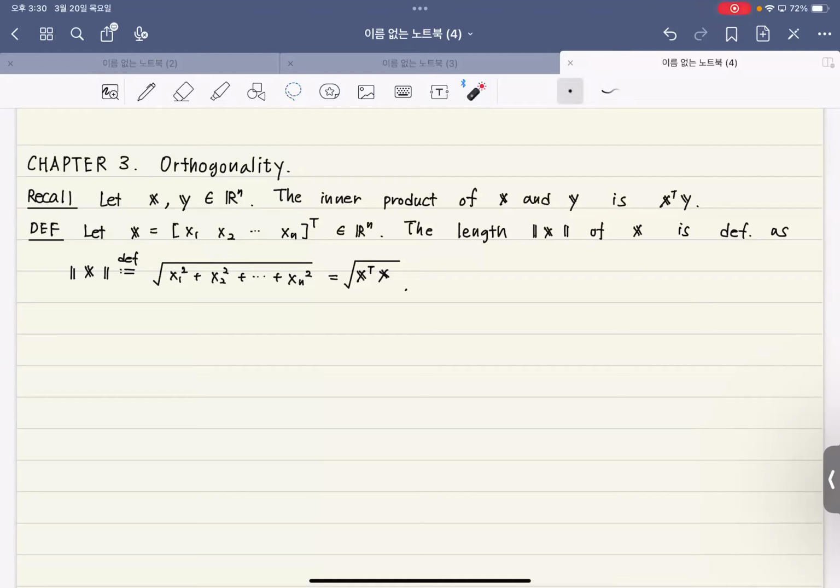I think I have already introduced the inner product. The inner product of two vectors x and y is nothing but x transpose y. This is basically component-wise multiplication and taking the summation. Now, length is also easy. Due to the Pythagorean theorem, we define length like this. If x is any vector from R^n, then we square every component, take the summation, and take the square root. So this is the length.